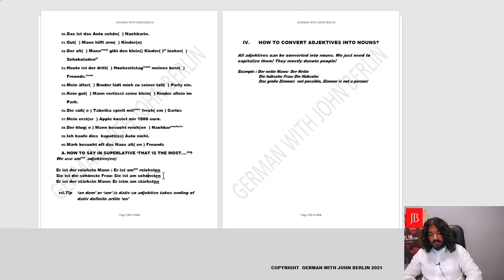Sie ist die schönste Frau, sie ist am schönsten. She is the most beautiful girl, she's the most beautiful. Er ist der stärkste Mann, er ist am stärksten. He is the strongest man, he is the strongest, he's the most strong. Er ist am stärksten. Fantastic. So this was the little theme which we had done earlier. I repeated it here. Superlatives, how to use them. When you don't use it with a noun separately, you use it like this.